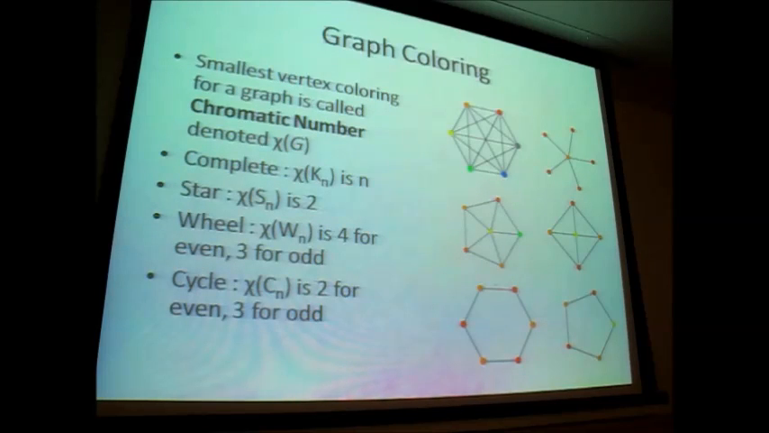The chromatic number comes up a lot more, and it's a more complicated problem. I just threw in a few examples here. These are some of the graphs that we looked at earlier. For your complete graph, the chromatic number is always n, so this is K6, and its chromatic number is 6. Star graph is always 2. Your wheel graphs are 4 for even, 3 for odd. And your cycle graphs are 2 for even and 3 for odd.